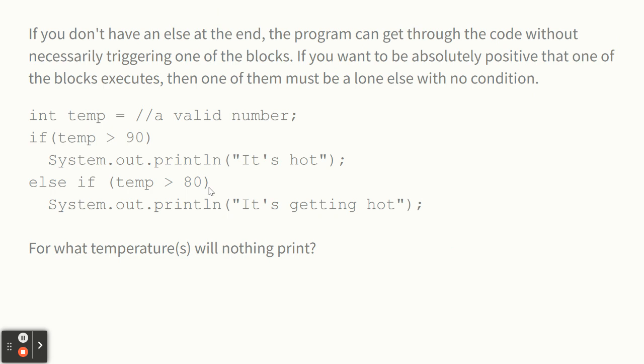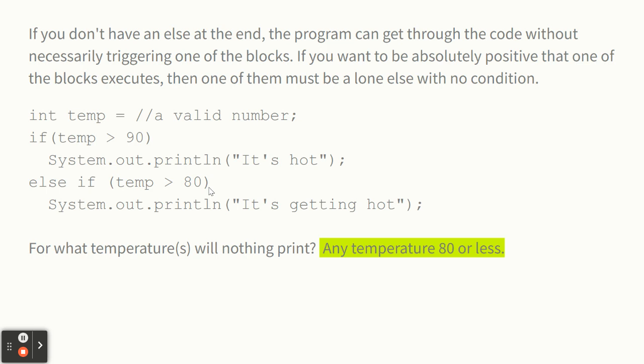If you don't have an else at the end, your program could go through all the code without triggering anything. So look at this one. If temp greater than 90, it's hot. Else if temp greater than 80, it's getting hot. So if the temp was 79, nothing would print, which is fine. Maybe that's what you want. The idea of the else, though, is it catches everything else.